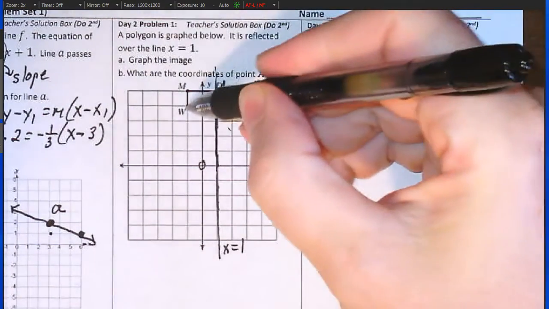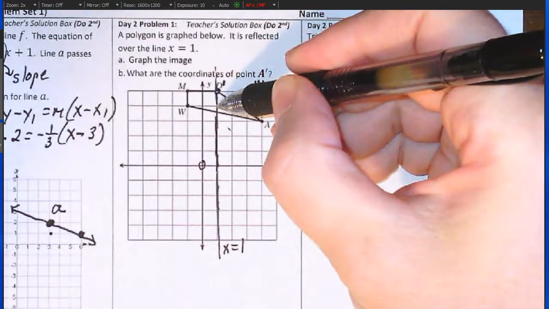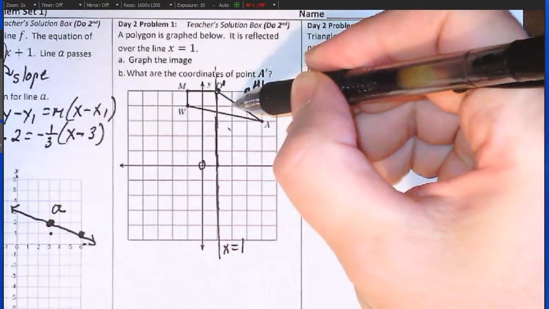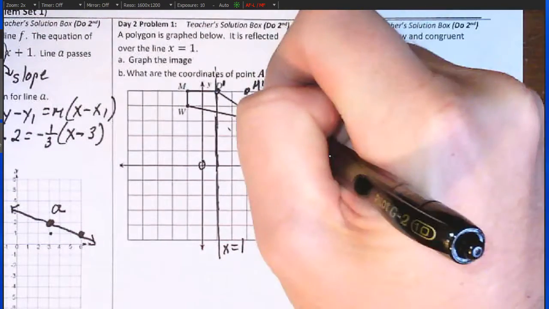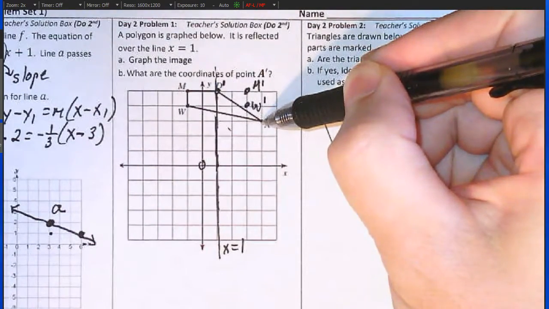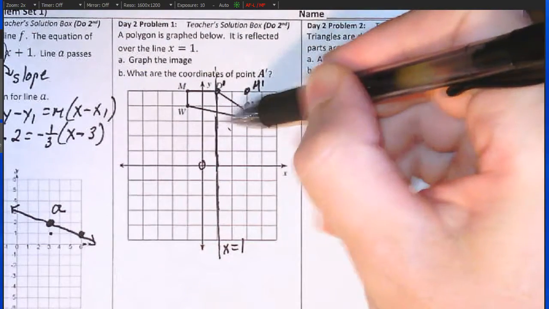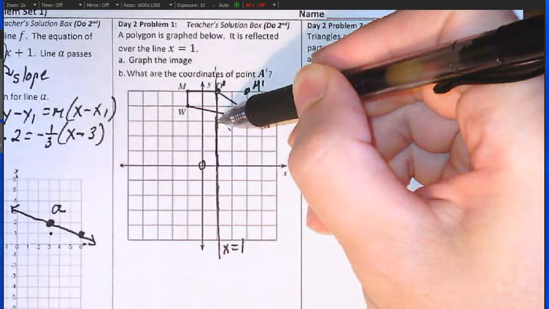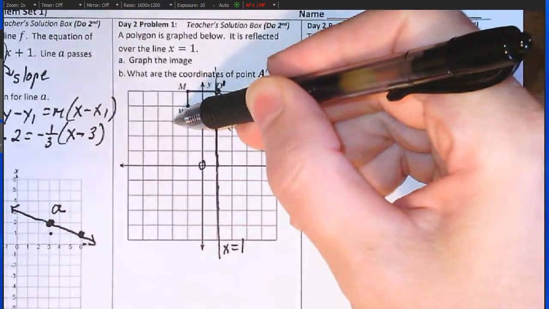Okay, now point W. Point W is 2 units from the reflection line. So let's flip it 2 units to the other side of the reflection line. And then right here is where W prime ends up being. Finally, point A. Point A is to the right of the reflection line. How far to the right is it? 3 spots. So its image will end up 3 spots to the left of the reflection line. 1, 2, 3, right here.